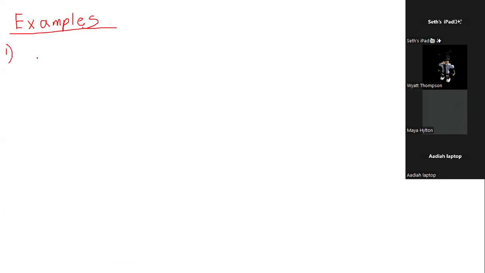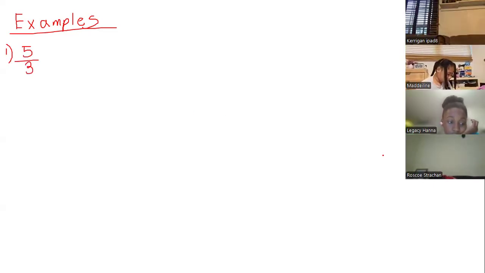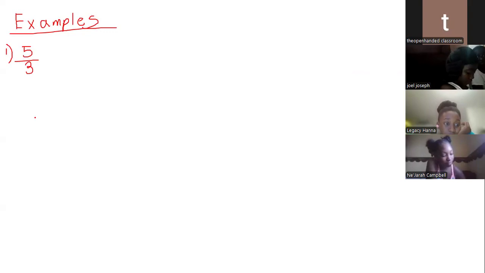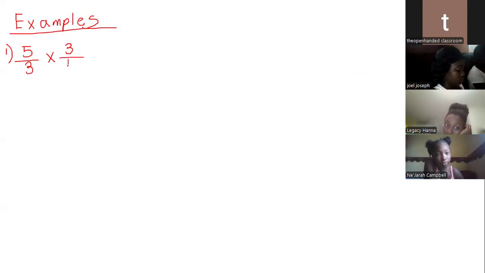Let's say we have 5 over 3. Who loves fractions? Anyone here love fractions? If I'm not multiplying, then no. Absolutely not. So we have 5 over 3 multiplied by 3 over 4 multiplied by 6. So 5 over 3 multiplied by 3 over 4 multiplied by 6.